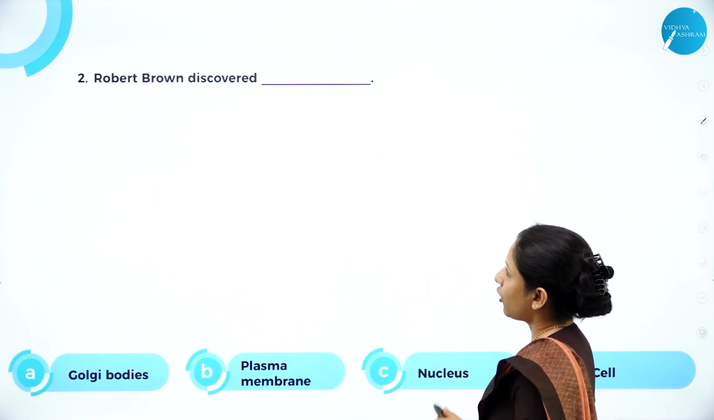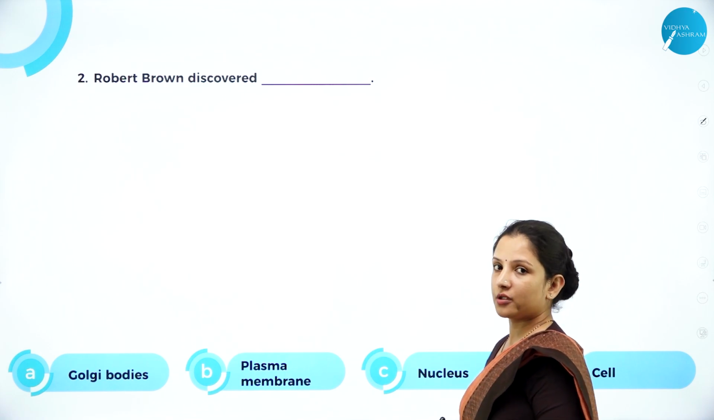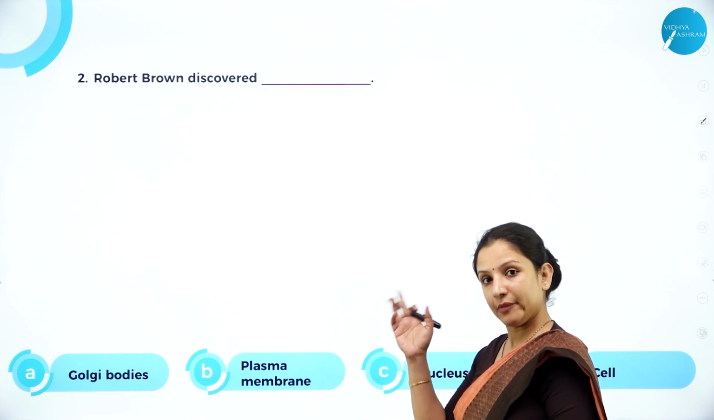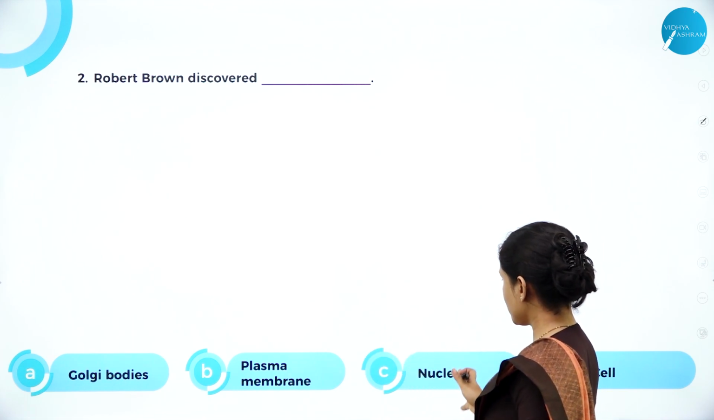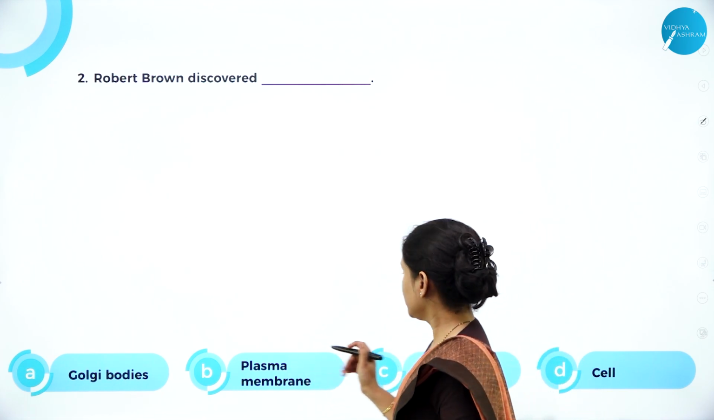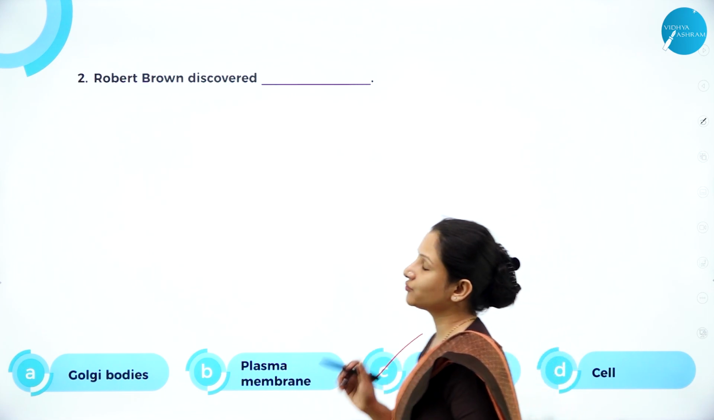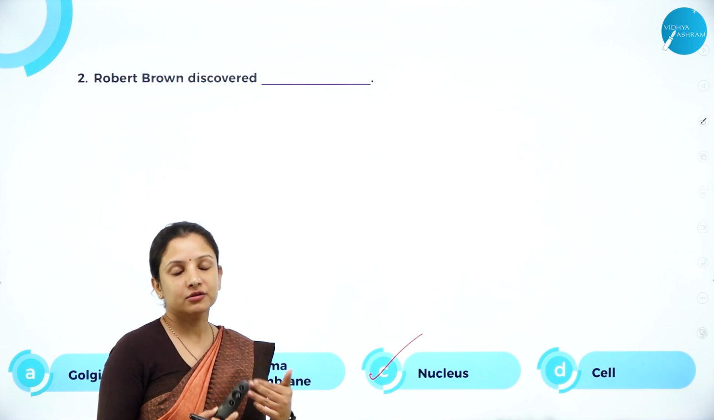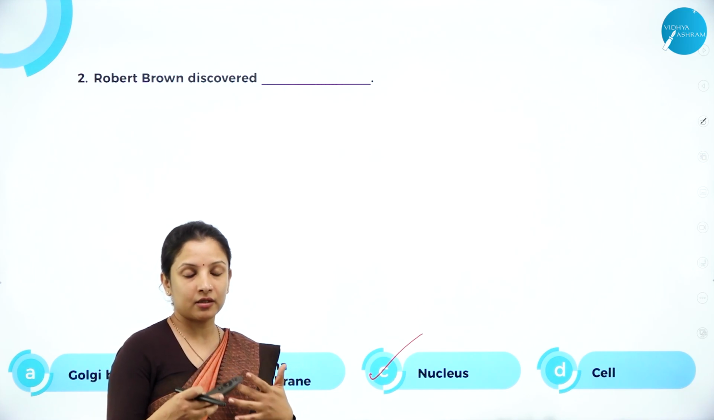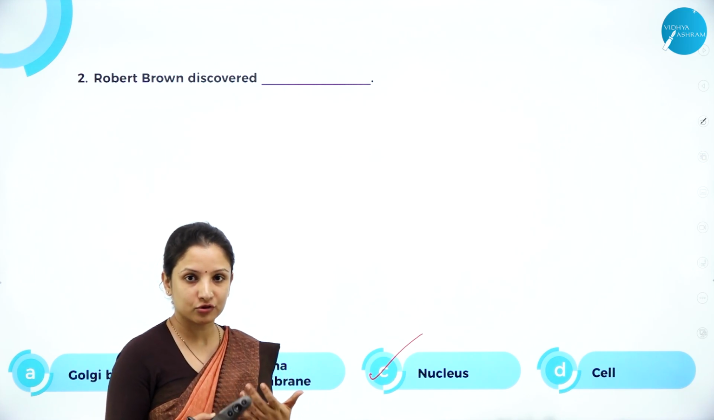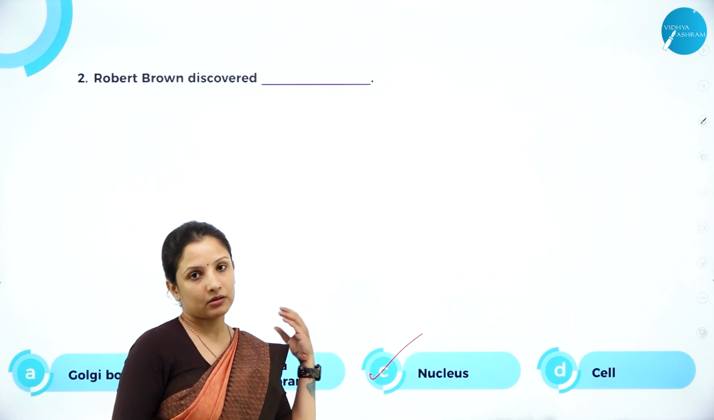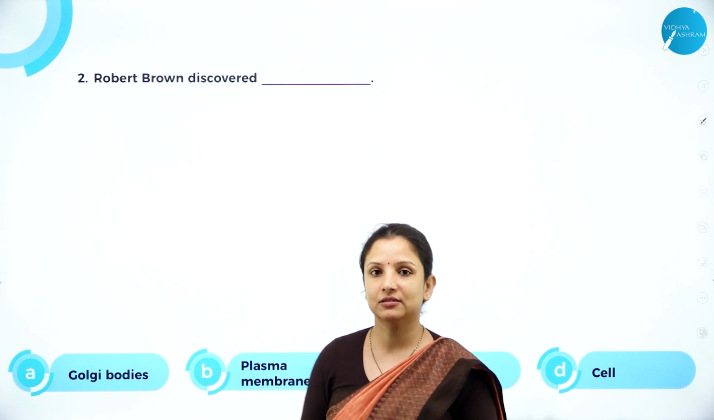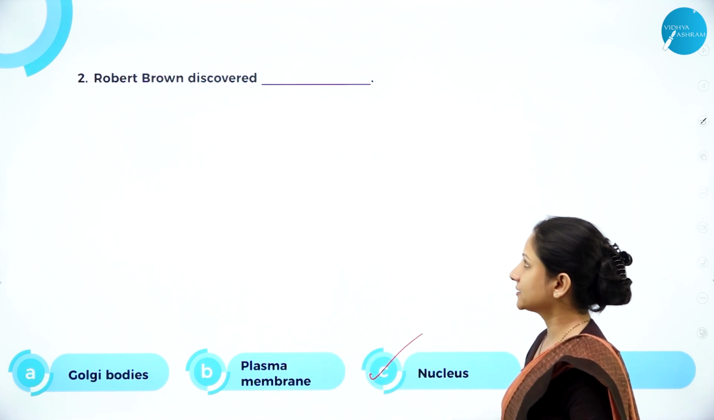Next question. Robert Brown discovered: Golgi bodies? No, Golgi bodies were discovered by Camillo Golgi. Plasma membrane? No. Nucleus? Yes, nucleus is the right answer, because the nucleus was discovered by Robert Brown. That is, Robert Brown discovered the nucleus. So the right answer is option C, nucleus.